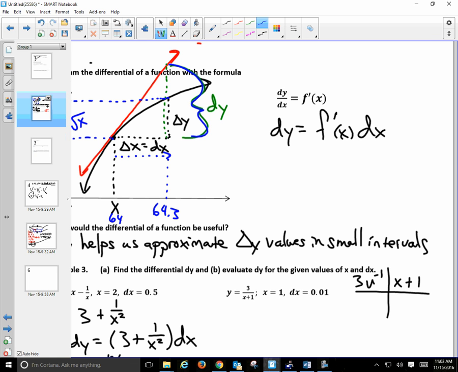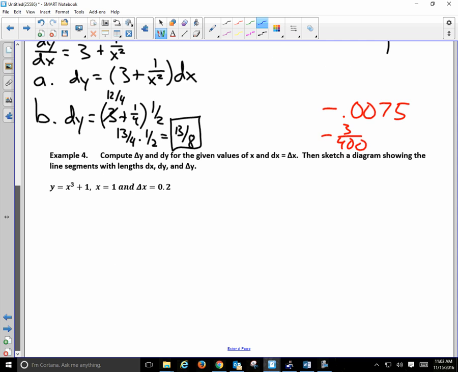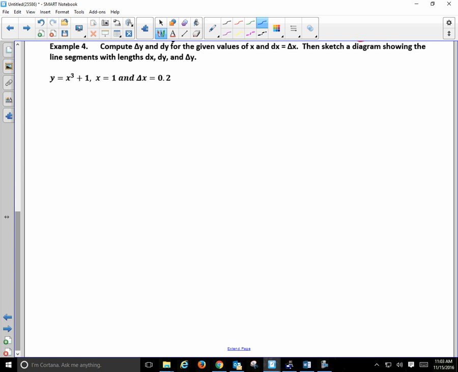So it's good stuff. So let's get closer to where Clara's question is: what does this dy represent? And we can see that in a graphical example, such as example 4.